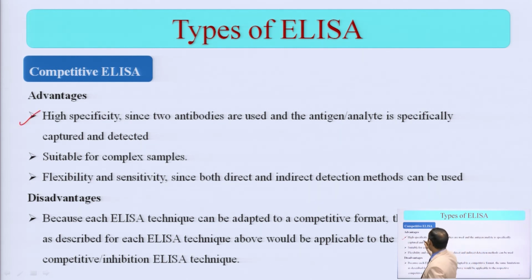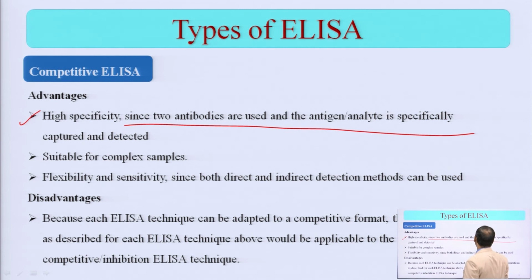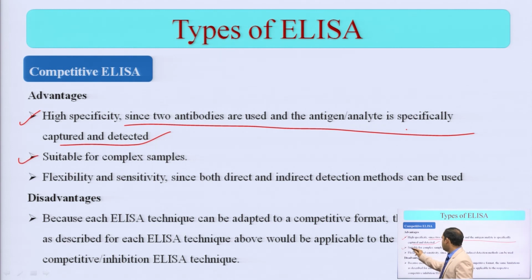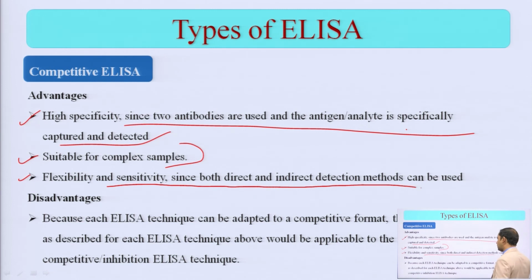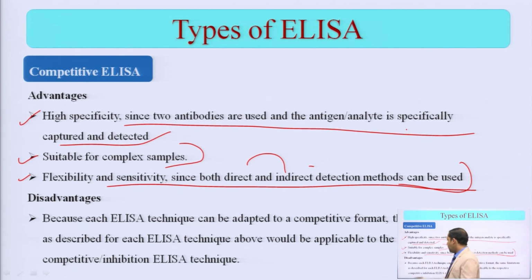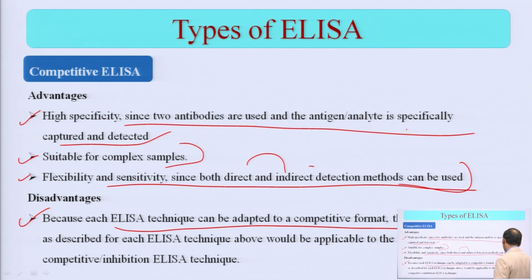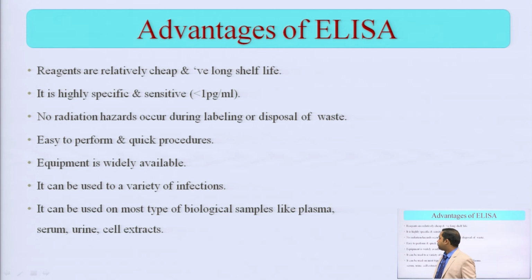What are the advantages? High specificity, since two antibodies are used and the antigen analyte is specifically captured and detected. Suitability for complex samples, and it is highly flexible, with good sensitivity, since both direct and indirect detection methods can be used. But yes, there are some disadvantages. What are the disadvantages? The ELISA technique can be adapted to competitive format, with the same limitations described for the ELISA technique. Okay. So, these are some disadvantages. So, this is something about the ELISA.